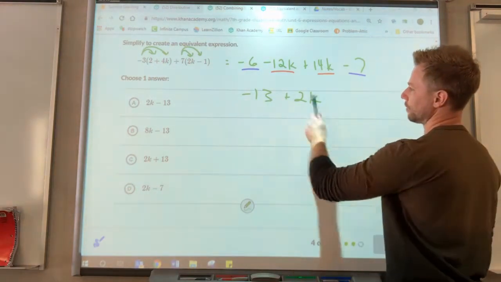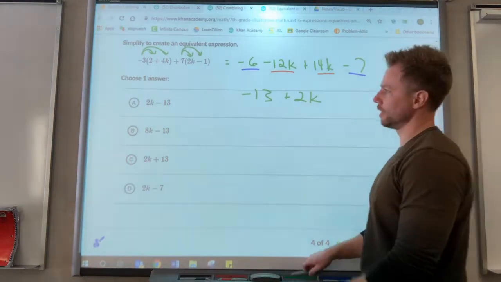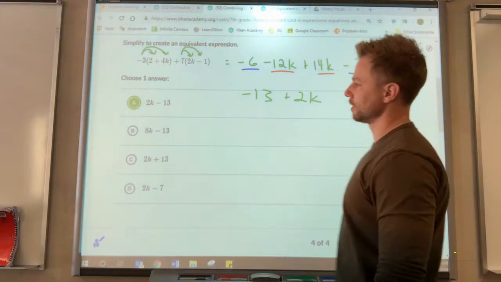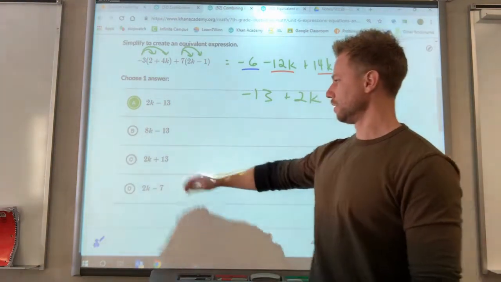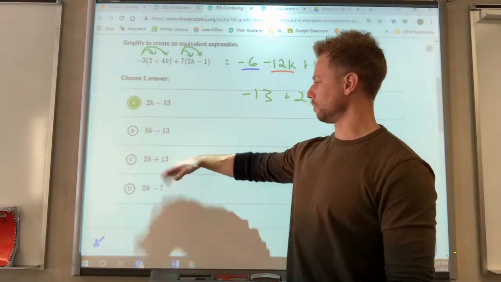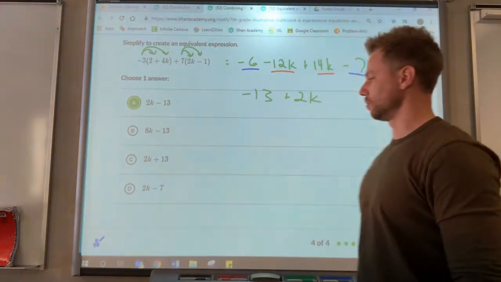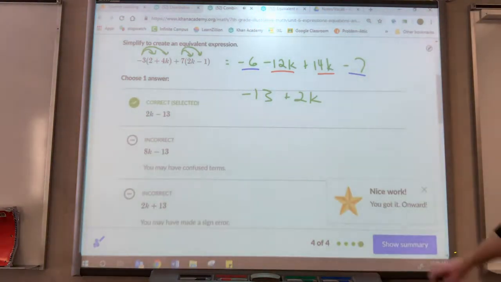Okay, so we need a negative 13 and a positive 2. So if we look at the first one right here, we have a positive 2, a negative 13. Looks like that's our answer. Let's check the rest. This has an 8, not a 2. This one has 2 and 13, but they're both positive. We need a negative 13. This one has 2 and negative 7. We need a negative 13. This will be the first one.